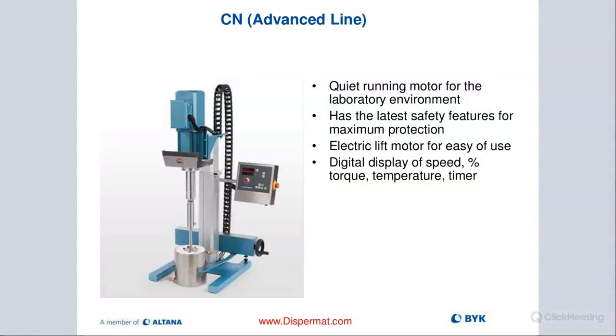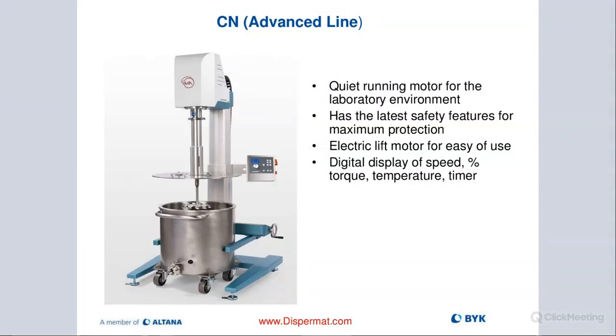Then we have a CN model. There's going to be a facelift to that this year. It's going to have a similar display to what we have on the CV line. So it's also going to be updated, giving you the tip speed now and all the critical data points that you'll be able to see on the CN.